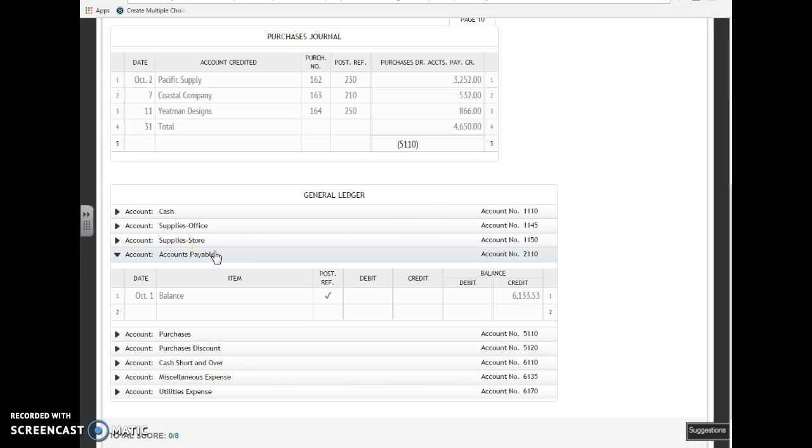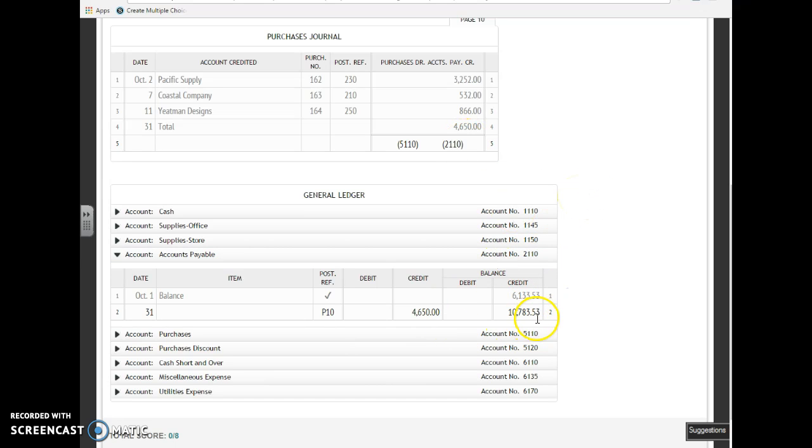Next one, we're going to go to our accounts payable. Again, this is our controlling account. On the last step, we worked with our individual Pacific Supply, Coastal Company, etc. Those were our subledgers. Now we're working with our controlling account. So on the 31st, again from P10, we have a credit of $46.50. We already have a running credit balance, so since we have a credit taking place, we're going to add those two together. Our new balance is $10,783.53. Account number 2110 up top.